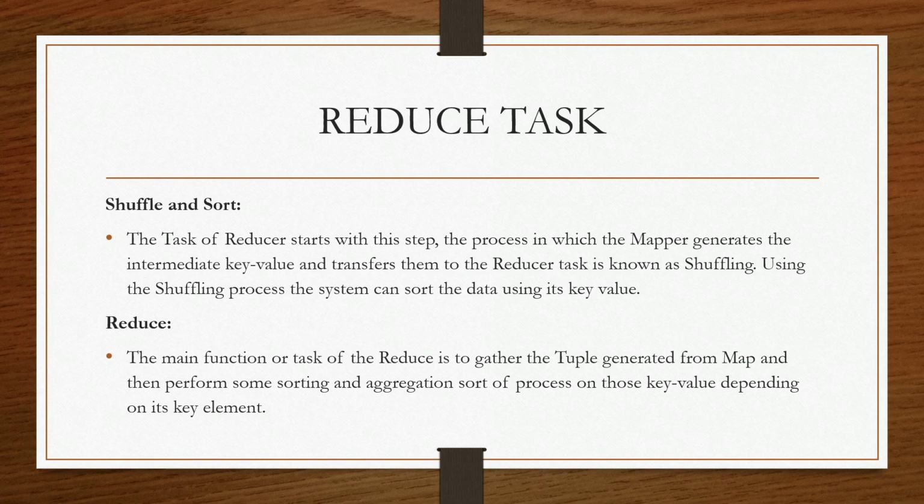Reduce. The main function or task of the reducer is to gather the tuples generated by the map and then perform some sorting and aggregation sort of process on those key-value pairs depending on the key element. Output format. Once all the operations are performed, the key-value pairs are written into the file with the help of the record writer. Each record is on a new line, and the key and the value are space separated.